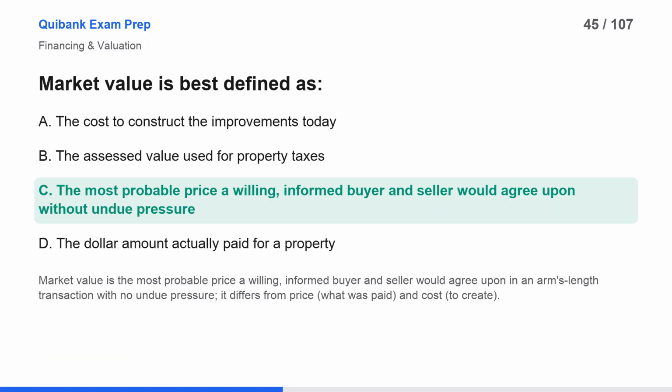The answer is C. The most probable price a willing, informed buyer and seller would agree upon without undue pressure. Market value is the most probable price a willing, informed buyer and seller would agree upon in an arm's-length transaction with no undue pressure. It differs from price, what was paid, and cost to create.